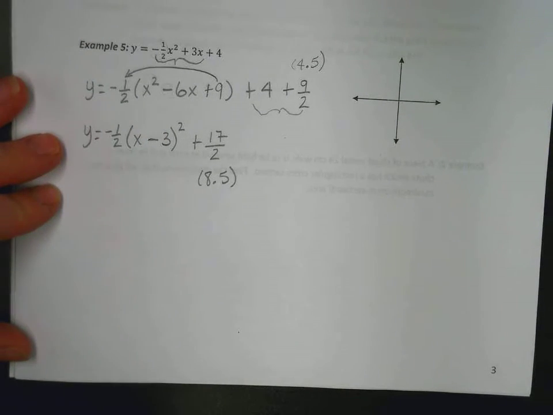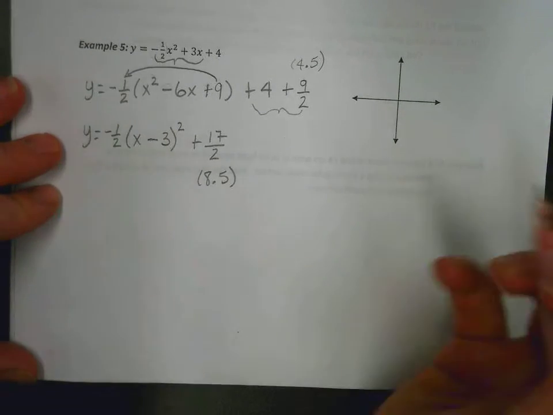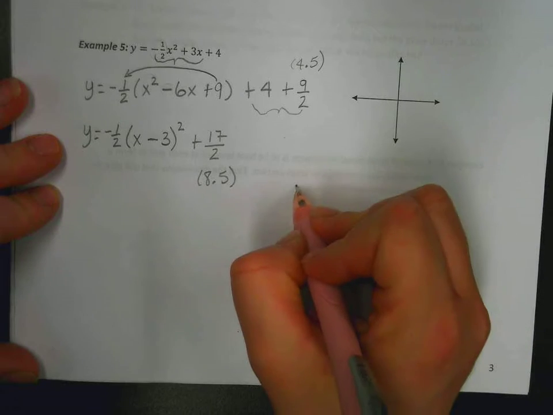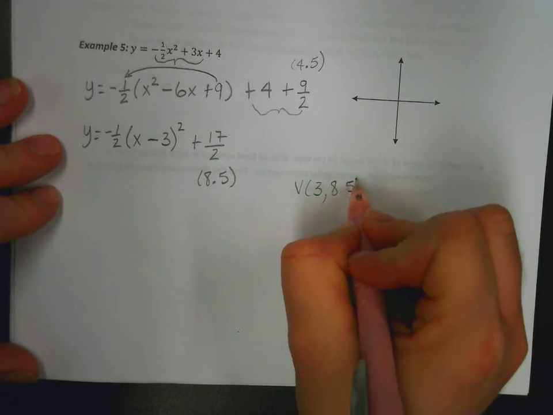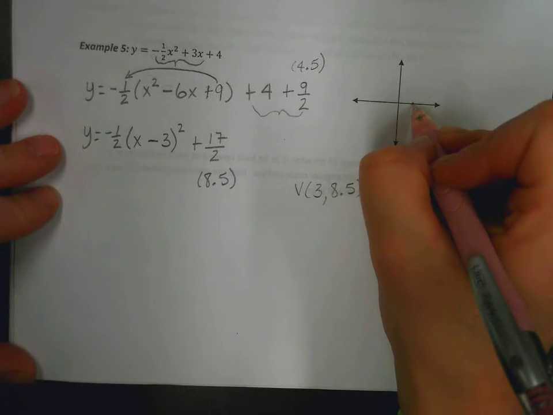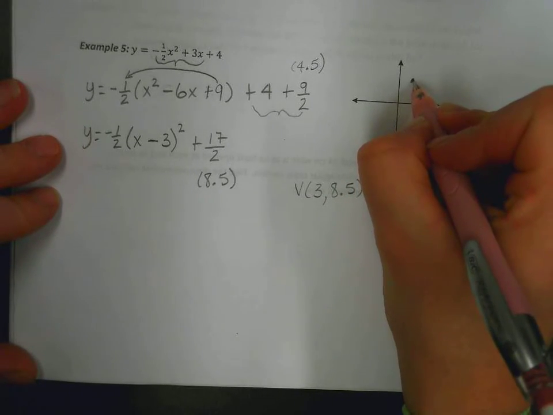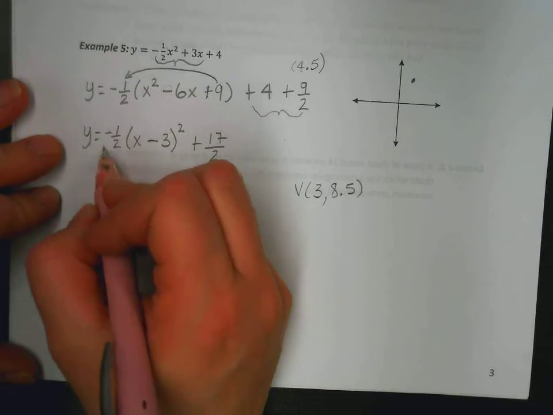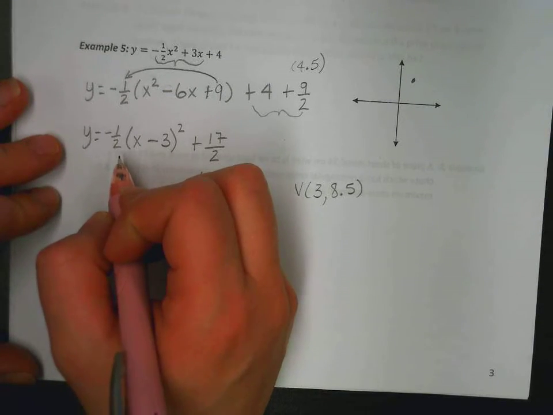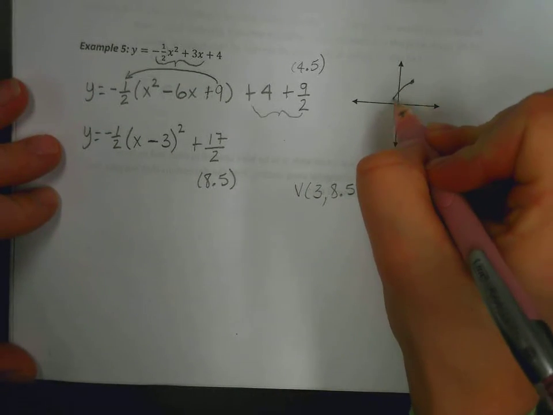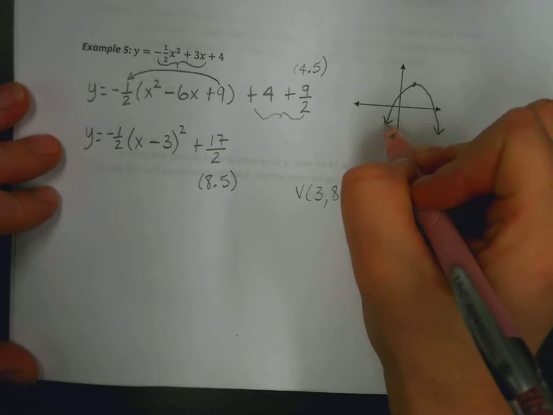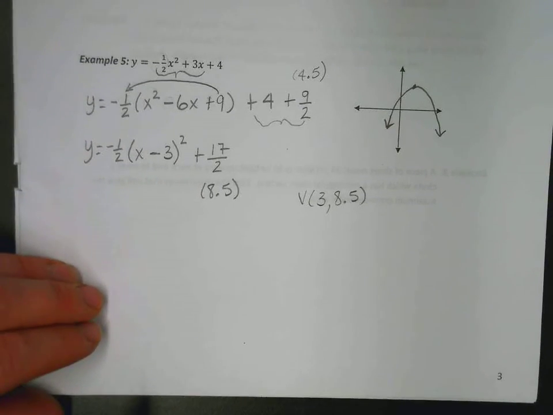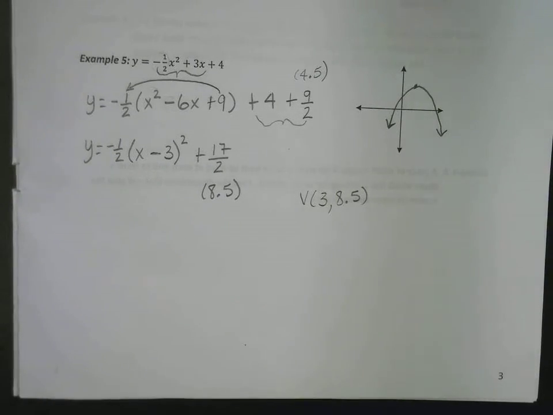It doesn't matter. All right, so now let's just give ourselves a quick sketch of this. My vertex would be 3, 8.5, or 17 over 2. And my graph opens down, and my a value is smaller than 1, so it's a fairly wide graph. Okay, it's just a sketch, it doesn't have to be absolutely accurate. So that is how you complete the square.